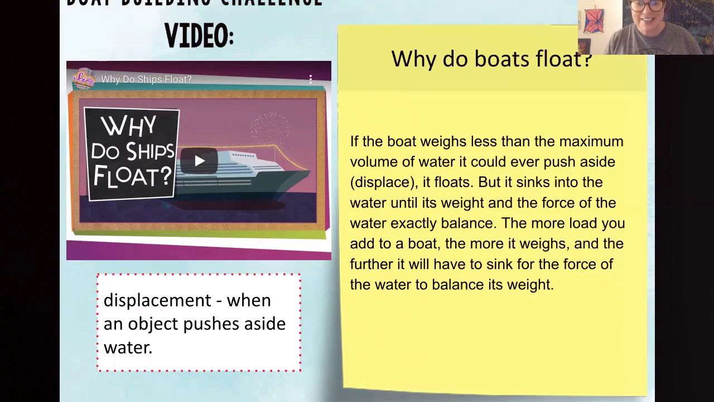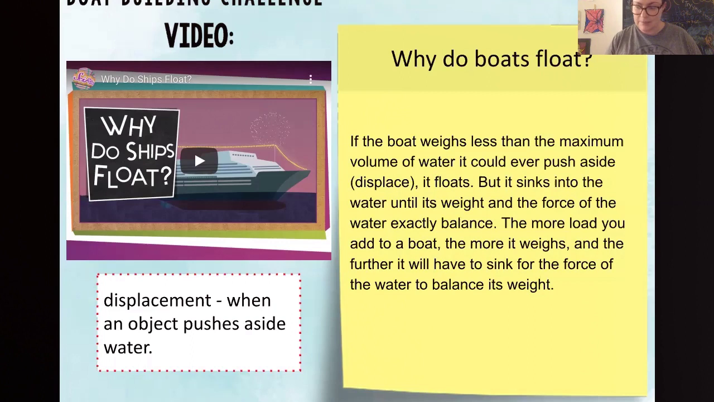If you said that some of the water would spill out, you are correct. Some of the water would spill out because there's not room for anything else in the bowl. The bowl was full. So the same idea applies to how boats float. Boats displace water. It pushes the water to the side. And the amount of water it pushes aside is dependent on how heavy the boat is. So that's how boats float.